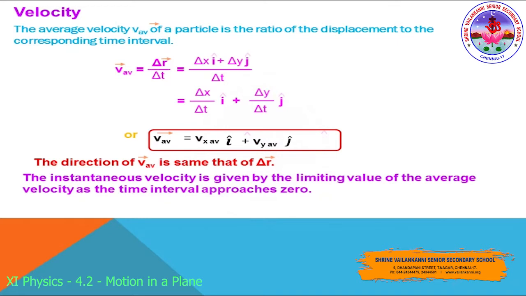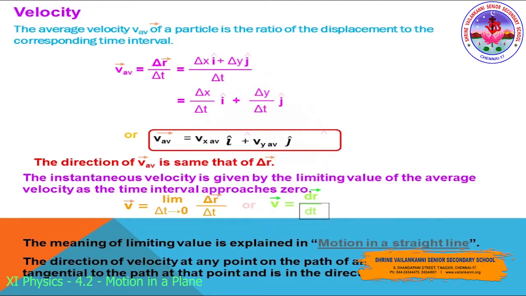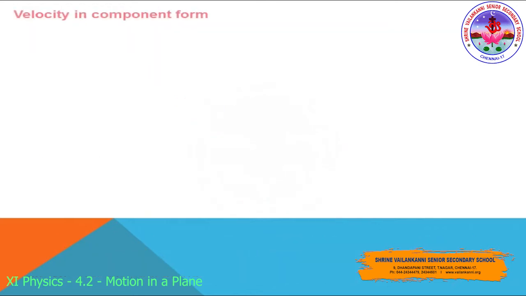The instantaneous velocity is given by the limiting value of the average velocity as the time interval approaches 0. So V vector is equal to limit del t tends to 0 of del r vector by del t, or we can write V vector is equal to dr vector by dt. We are going to explain this through motion in a straight line. The direction of velocity at any point on the path of an object is tangential to the path at that point and in the direction of motion.